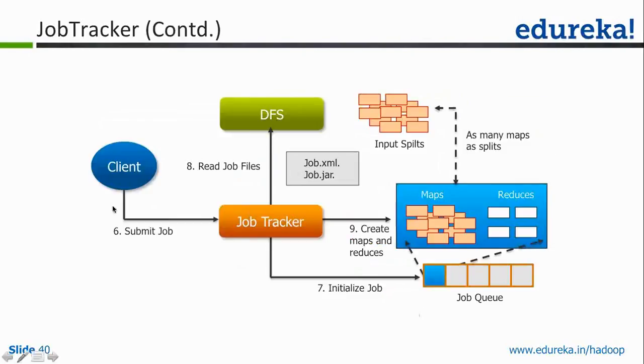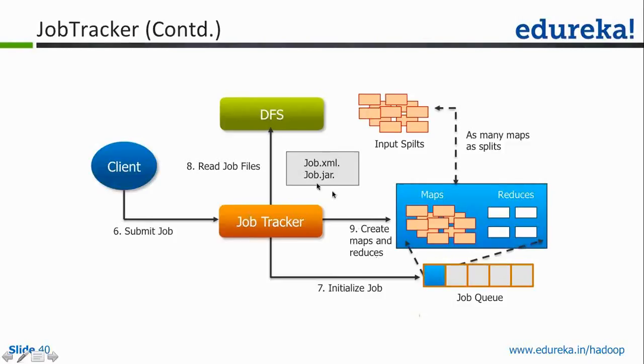So next foil, your client has submitted the job on job tracker. This has come from the earlier foil itself. What you do now is that the job is initialized on the job queue. The job tracker creates maps and reduces.